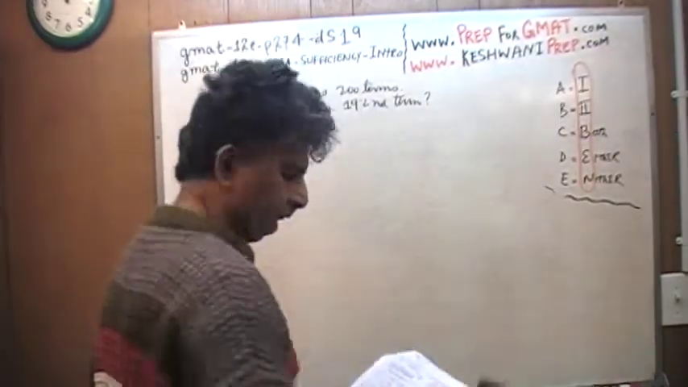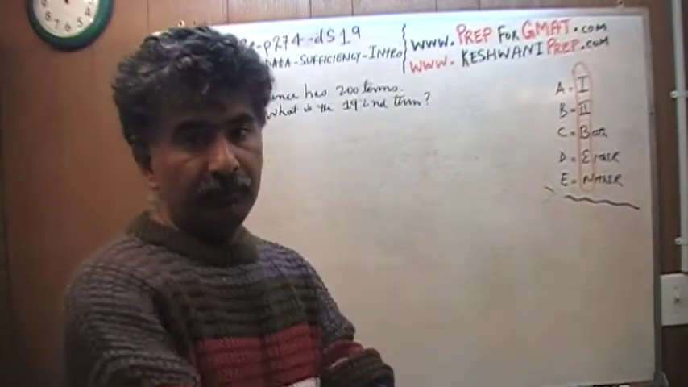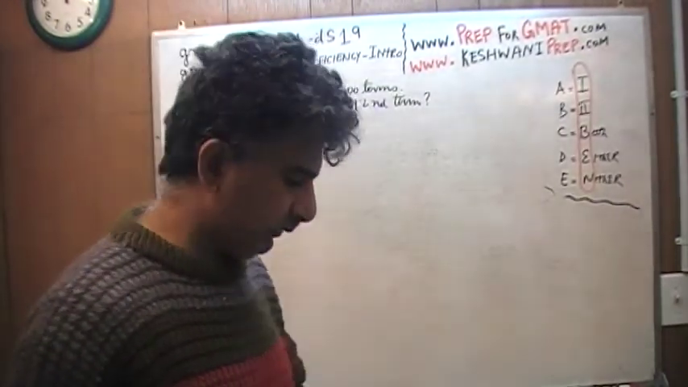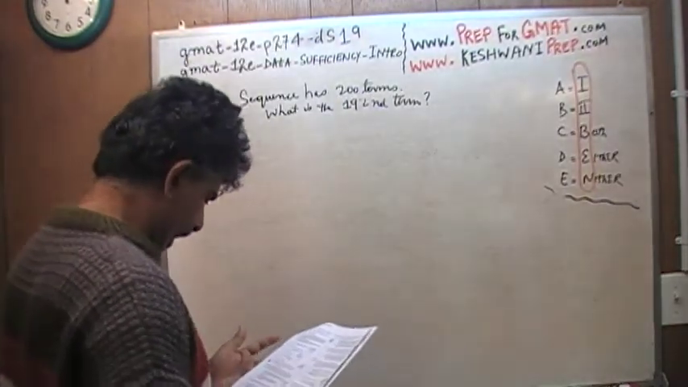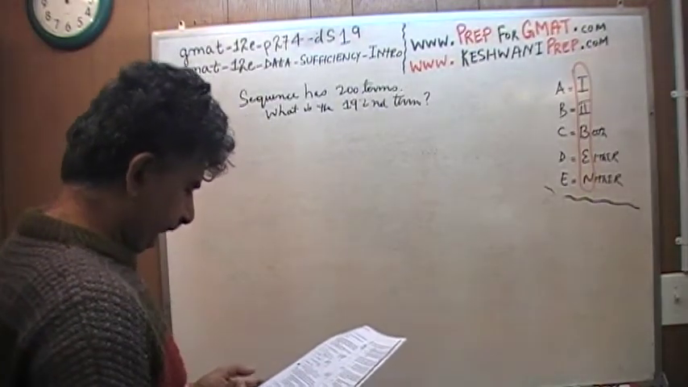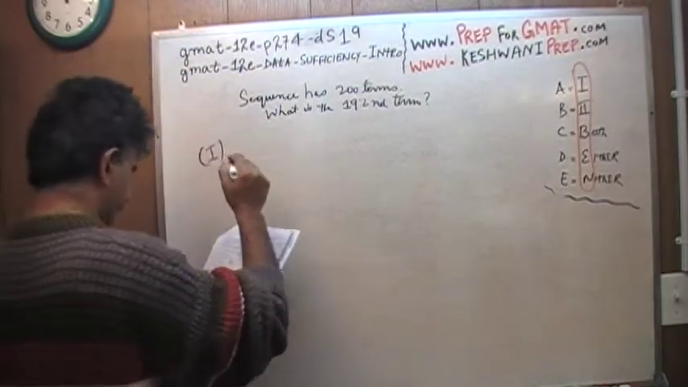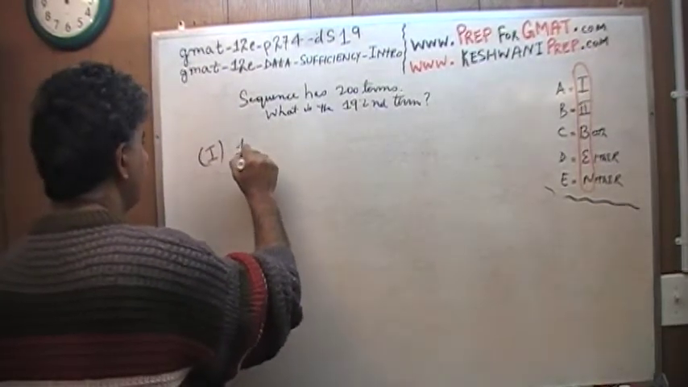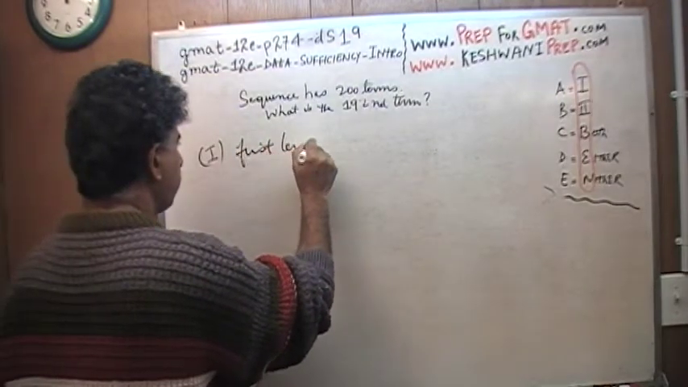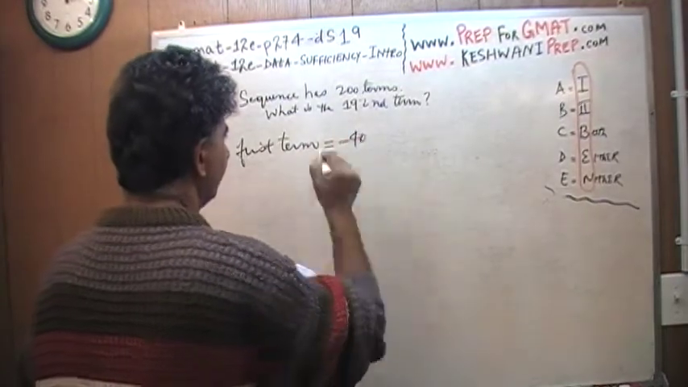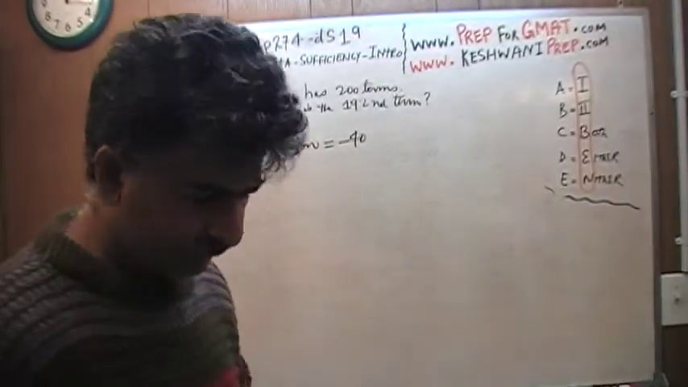Let's see what they tell us. As of now, of course, not a lot. I mean, how can you tell what was the 192nd number I opened? We'll see what happens. Let's look at the first statement. What does it give you in the first statement? The first term is negative 40.